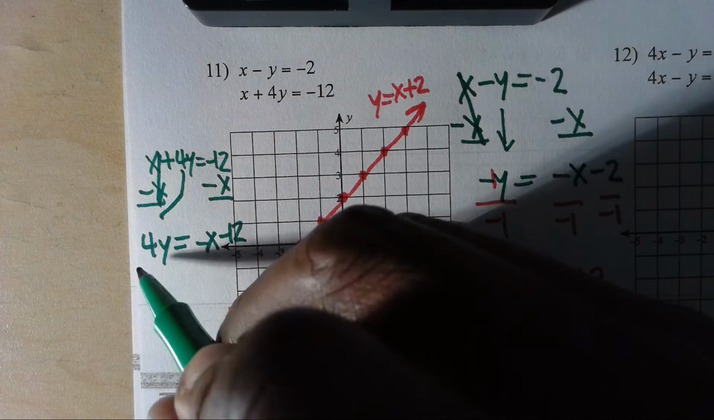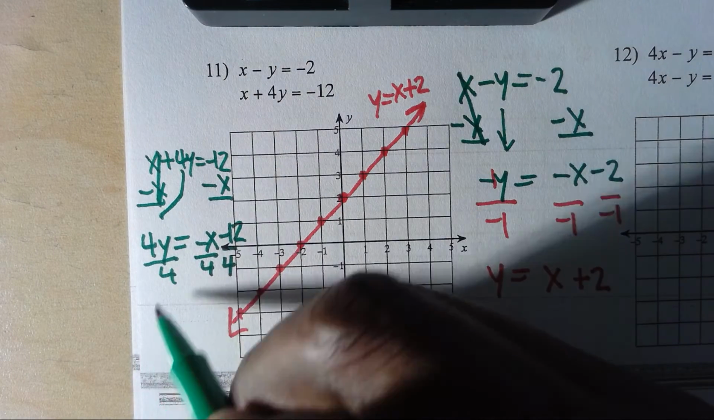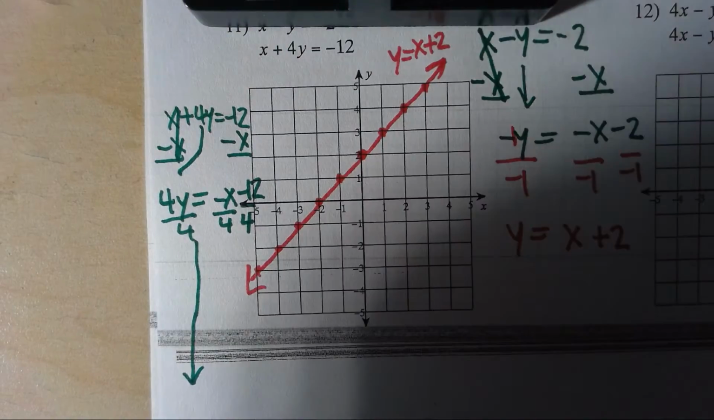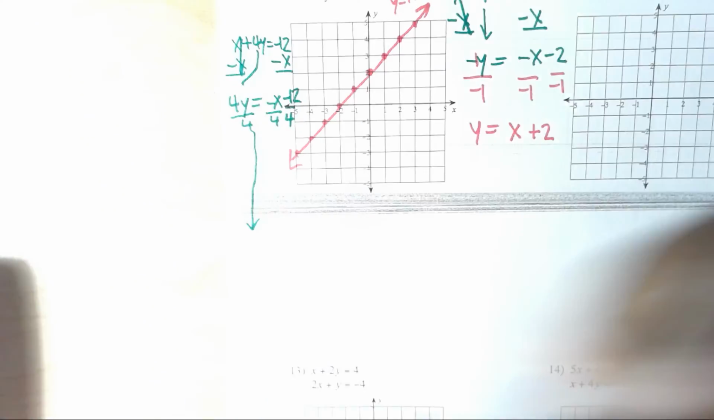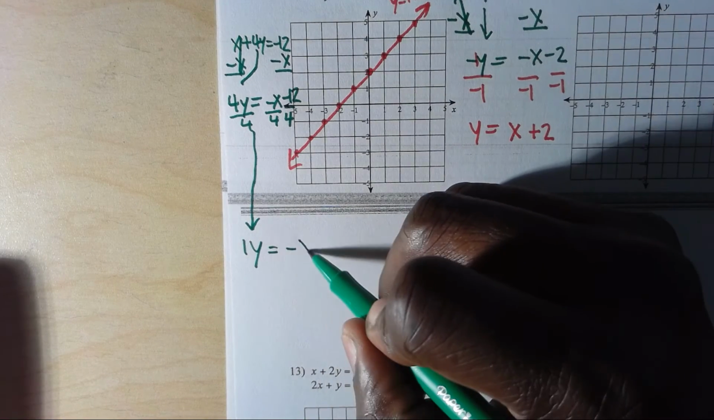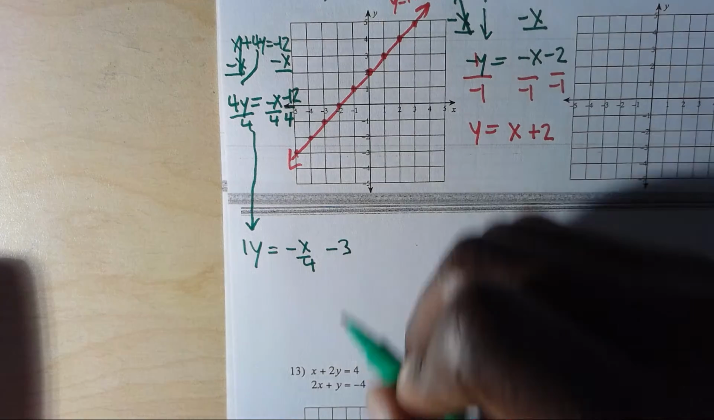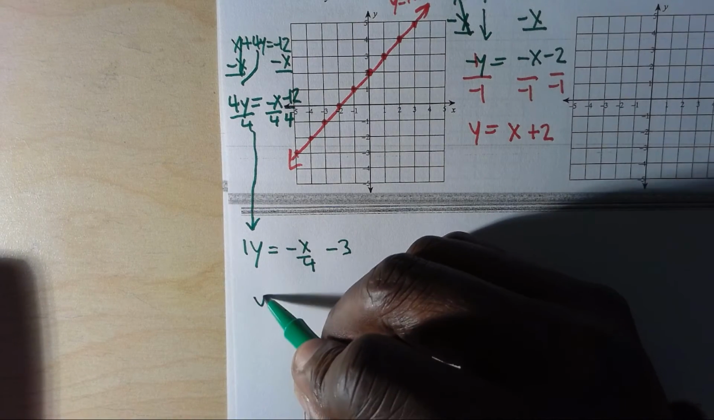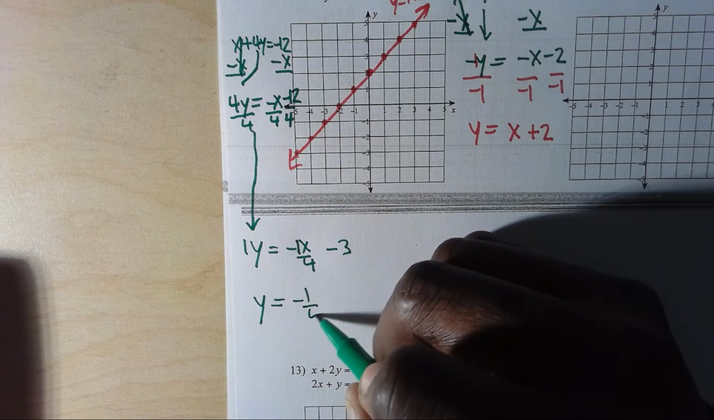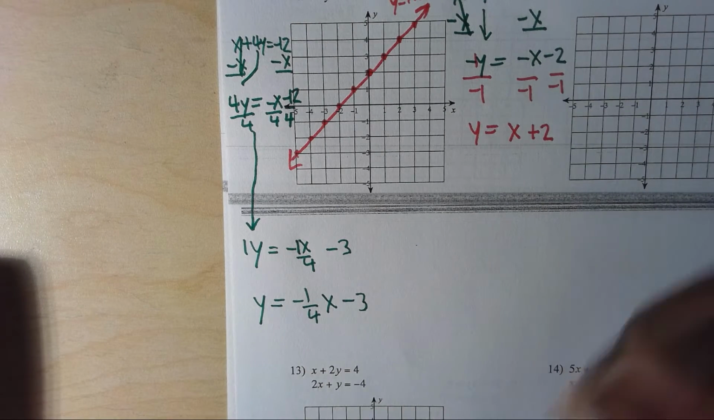From here, I'm going to divide all sides by 4. And then I'm going to be left with y, or 1y, equals -x over 4. And -12 divided by 4 gives us -3. Well, I know 1y is just going to be y. And when I have a negative here, I really have a -1. So I'm going to have -1/4 x minus 3. Now it's time to graph that.